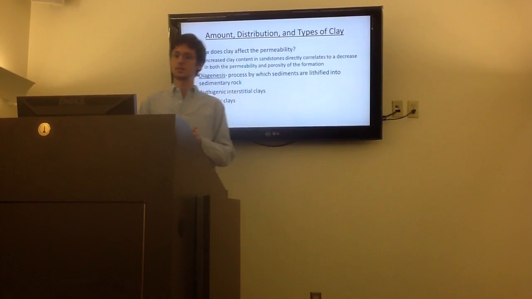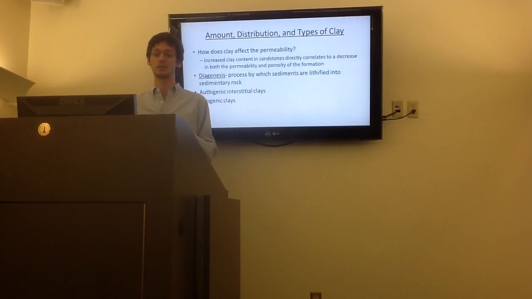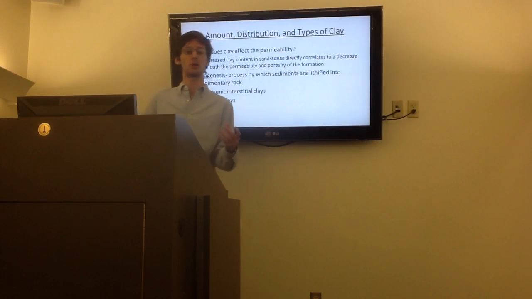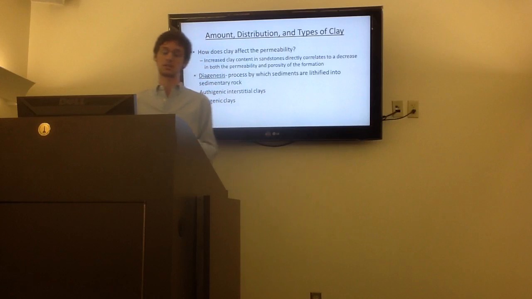In diagenesis, the process by which sediments are lithified into sedimentary rock, there are authigenic interstitial clays, which are clays that form crystals within the pore space, making it less porous. And there are allogenic clays, which come from elsewhere, other parts of the formation.